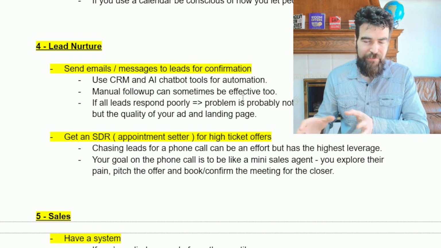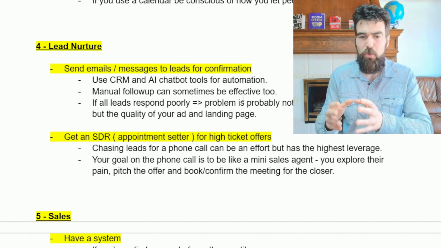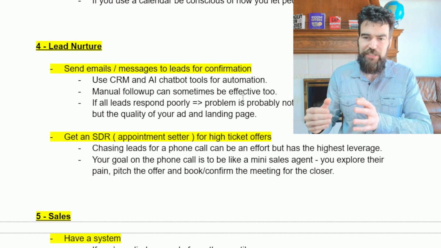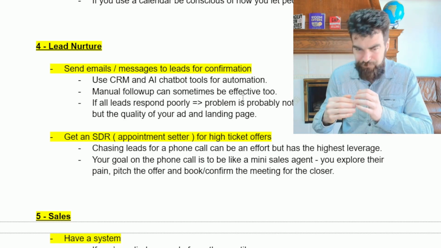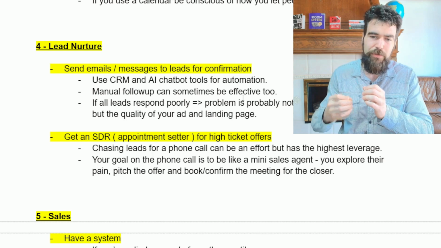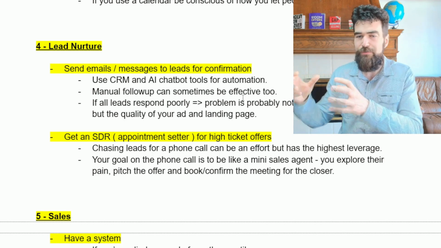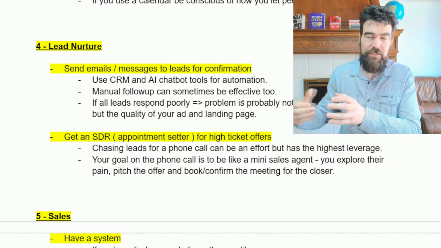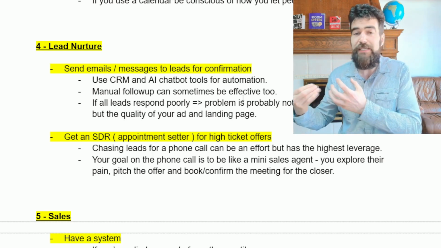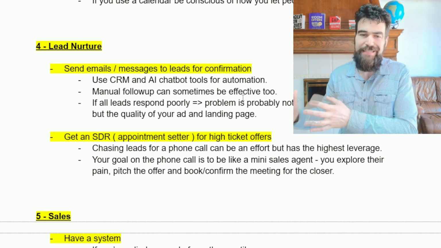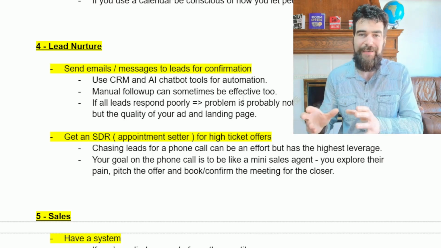Now, if you have a high ticket offer and if you choose to use an appointment setter, then be aware that your goal on the phone call is to be like a mini sales agent. This means that you explore their pain, you pitch the offer and you confirm the meeting for the closer. So it's not just about confirming the consultation they're going to have. You can also pre-sell them and act like a sales agent, so you can make the job for the closer a little bit easier. So this is the lead nurture process, and it's especially important if you have a high ticket offer.